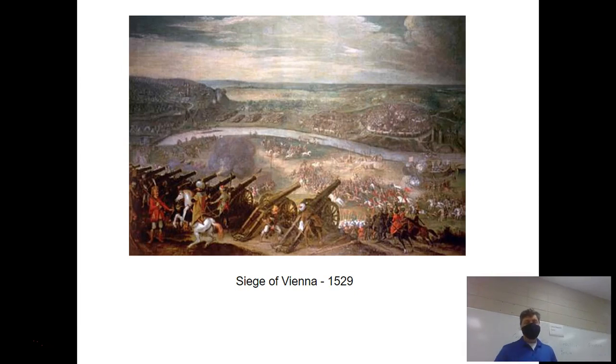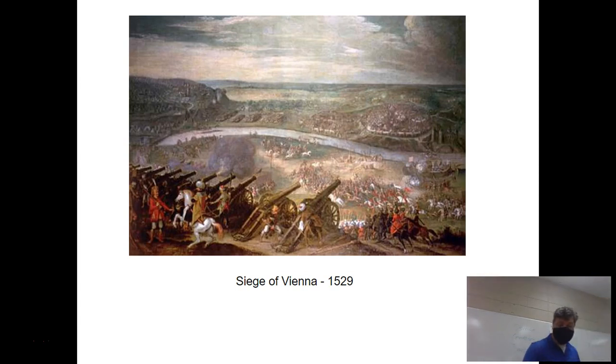This is a picture of the siege of Vienna in 1529. And even to this day, the people of Austria take pride in the fact that they were able to hold off the Turks. Now, the Turks actually invaded a second time.